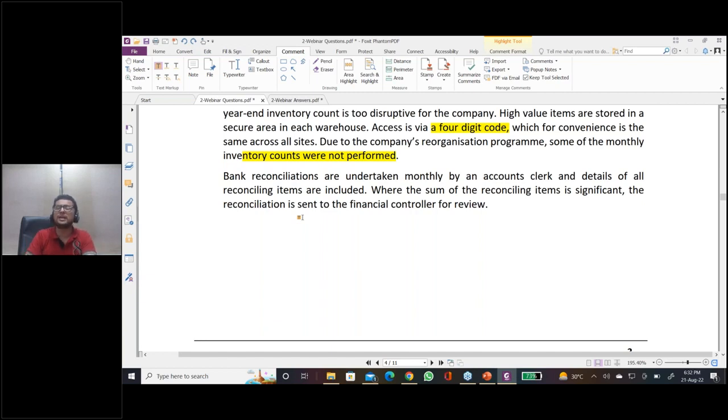Bank reconciliations are undertaken by the accounts clerk. No problem with that. If the reconciling items are significant, only then the report is sent to the financial controller. It means if the reconciling items are not significant, the financial controller will not perform the review. Well, that's poor. What if there are material misstatements? What if there are compensating misstatements? Some of them are nullifying the effect of each other. So at the end of the day, the reconciling amount is a smaller one, but there are huge mistakes within the reconciliation. So ideally speaking, the financial controller should review the reconciliation at every occasion.